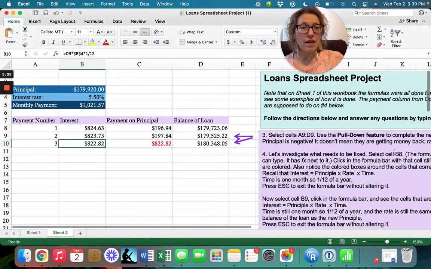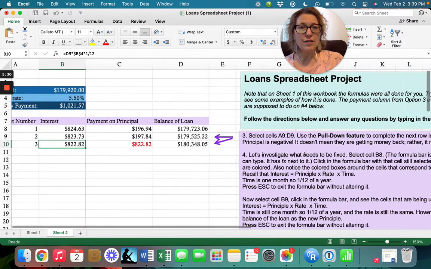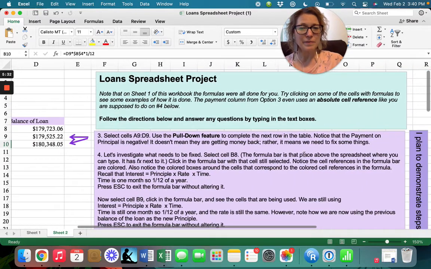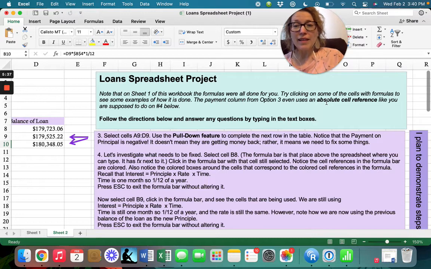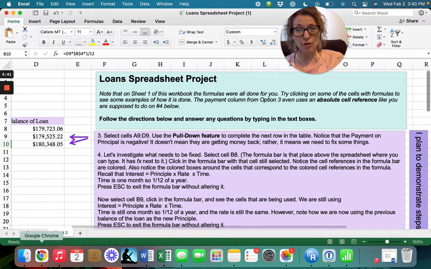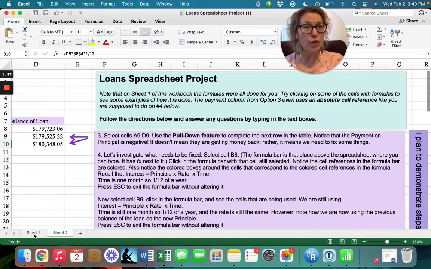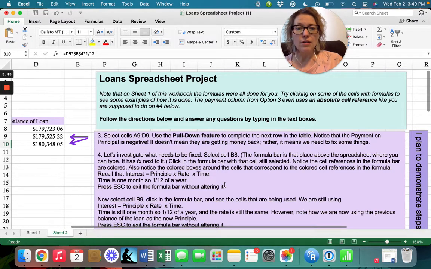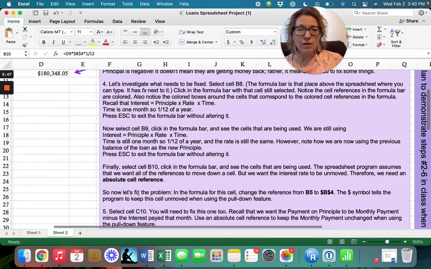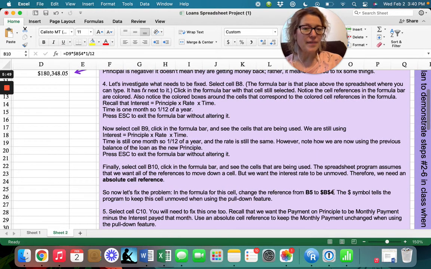Now this whole thing about absolute cell references, the instructions clue you in that if you want to see an example of absolute cell references used, you can go to sheet 1 and kind of just click around on the worksheet and see that. Also, right here, it explains it.